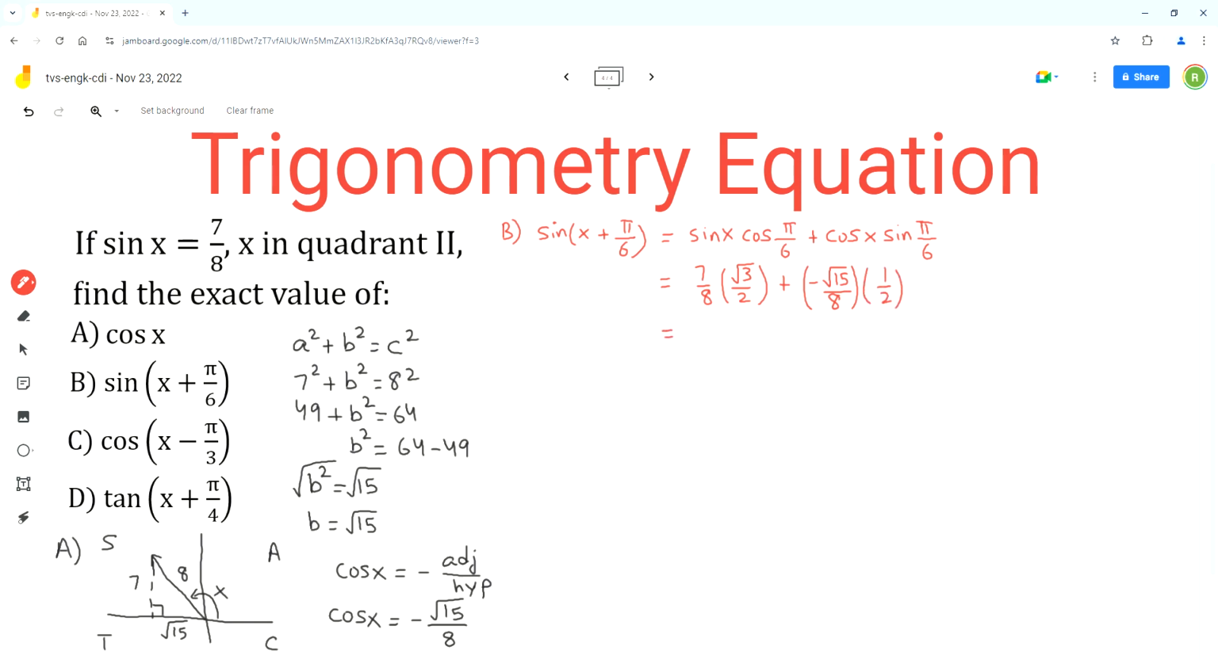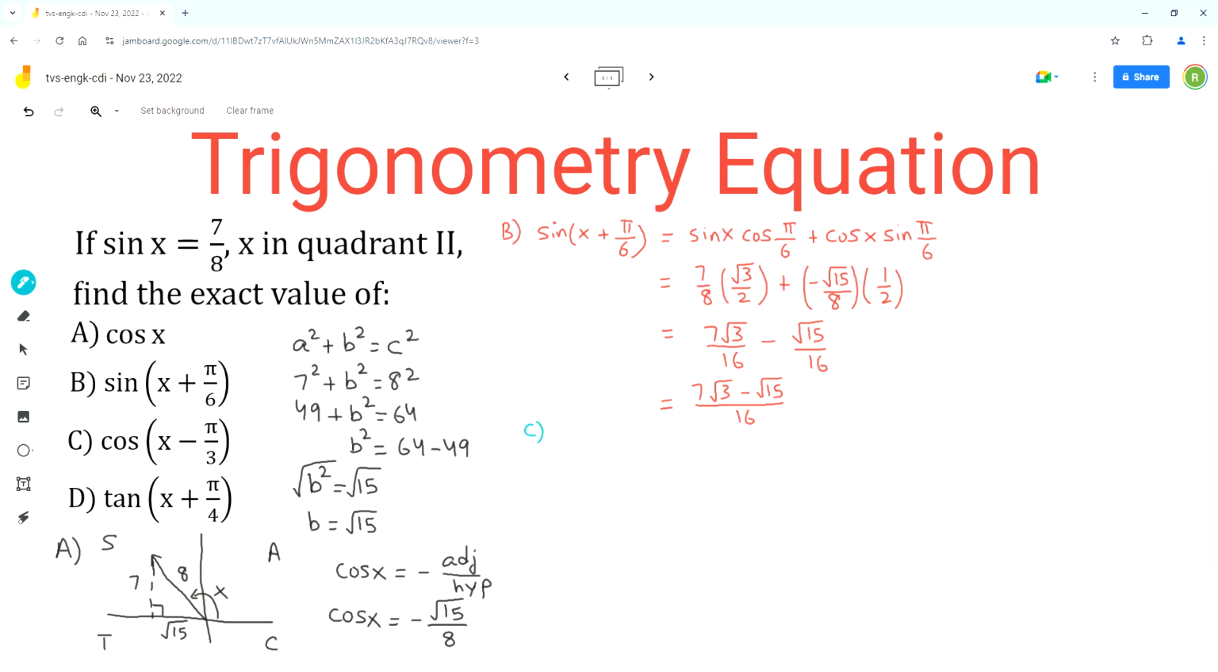Now we can simplify this expression. We can multiply the fractions. We multiply the top terms and the bottom terms. These fractions have the same denominator, so we can combine them. So this should be the final answer for part B. Now we can answer part C.